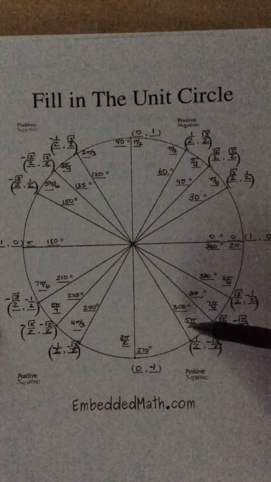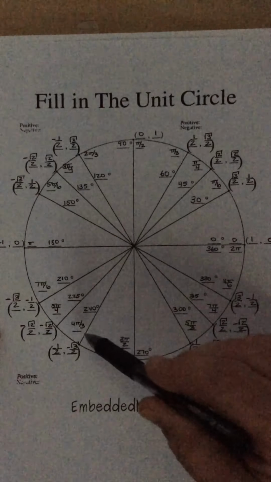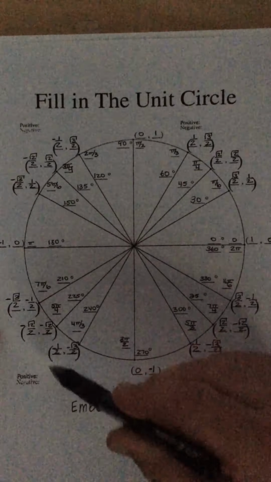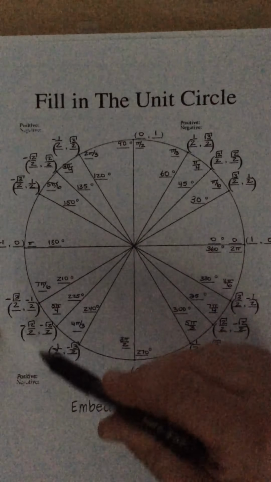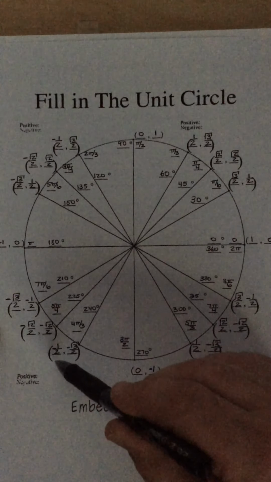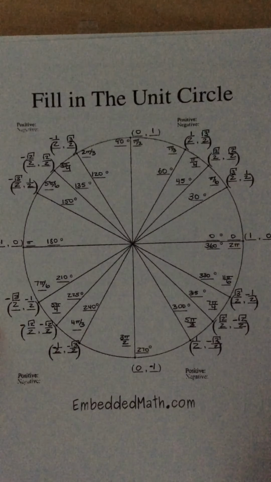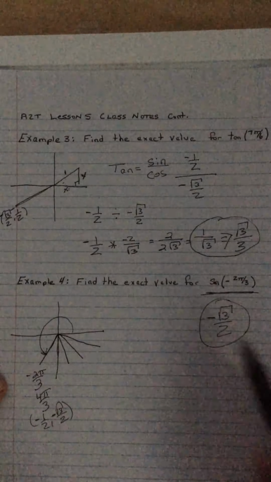1 pi over 6, 2 pi over 6, 3 pi over 6, 4 pi over 6 is negative 2 pi over 3. Same thing here. So there are my answers. Cosine would be negative 1/2. Sine, negative root 3 over 2, which is exactly what we said.